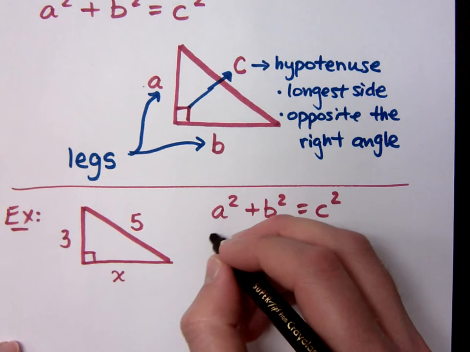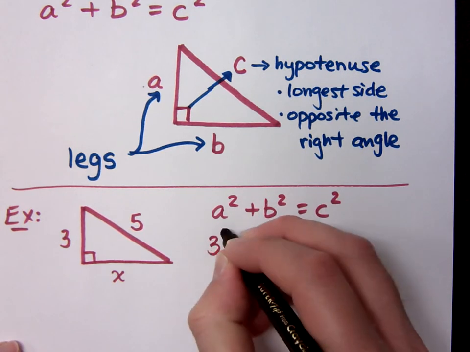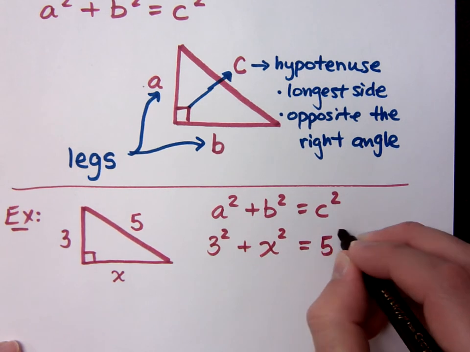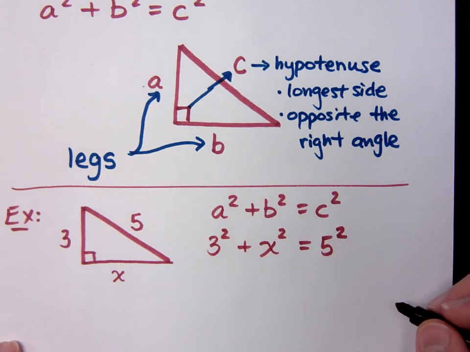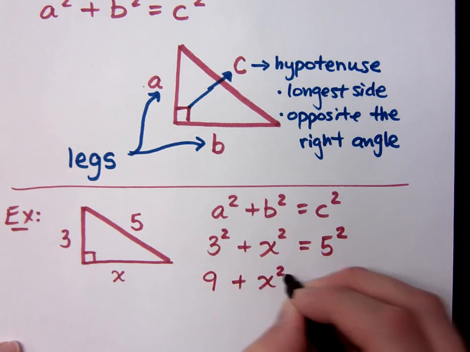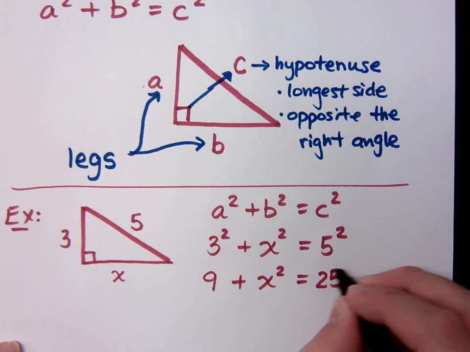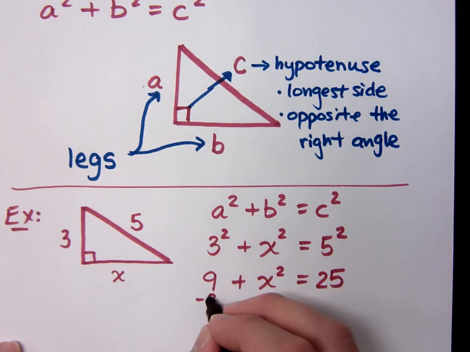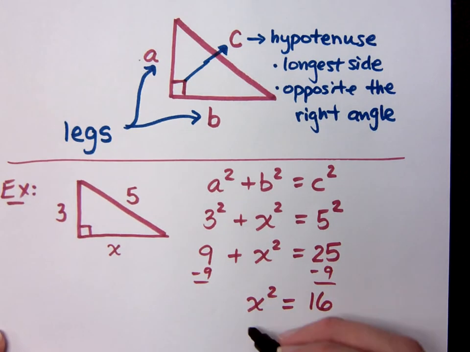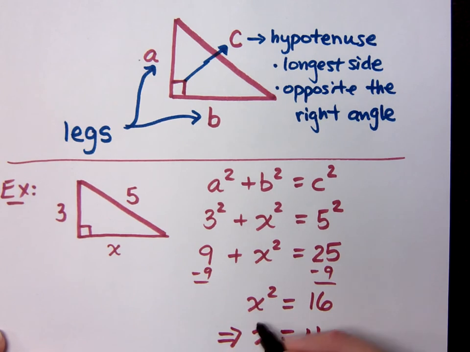So I'm going to plug into this formula. I have 3 squared plus x squared equals 5 squared. Is this something that you can solve? Yeah. I sure hope so. When I look at this, I get 9 plus x squared equals 25. If I move the 9 to the other side, then I have what? X squared equals 16. So then what does x equal? X equals 4.